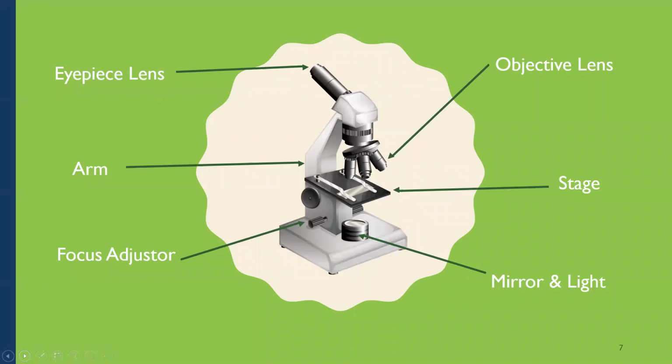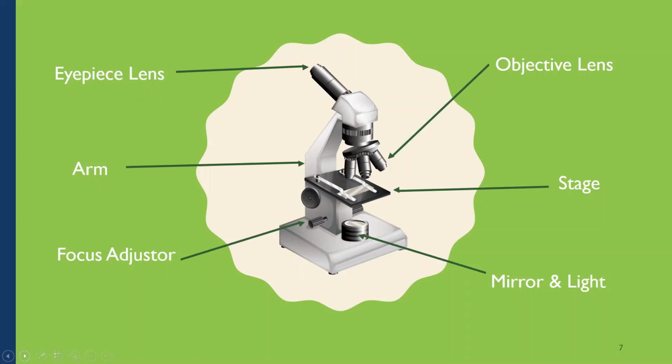So now that we've looked at plant and animal cells, we're going to have a look at how to use a microscope so that we can actually view these cells. So again, some of you may have already used a microscope before. If you haven't, there's a photo there of one. And we're just going to have a quick look at the different parts of a microscope and then how to use it to view cells.